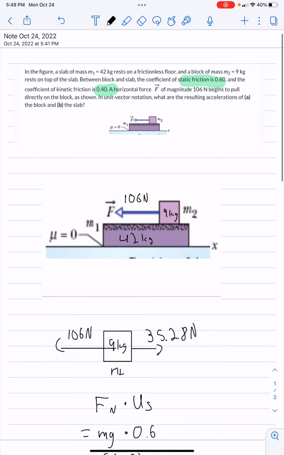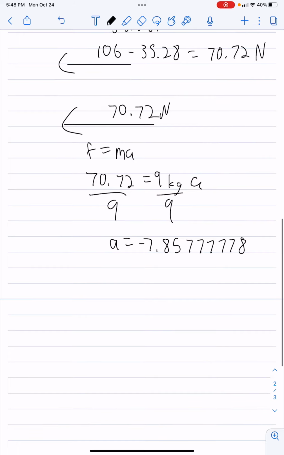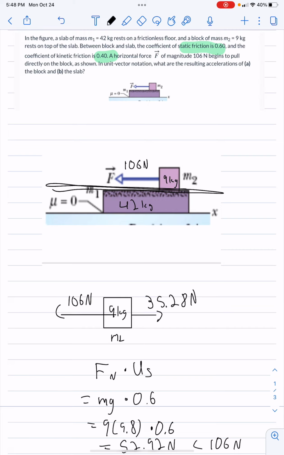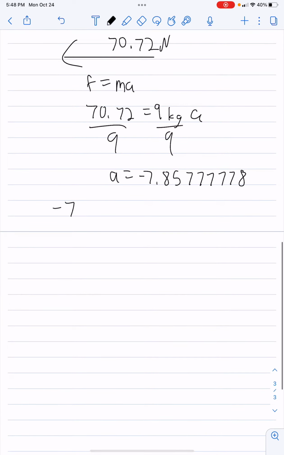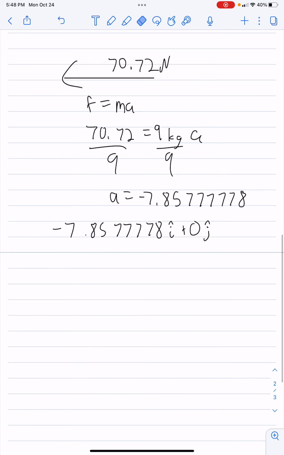Last thing we need is to make this into unit vector notation. There is only movement along the x-axis. There is no movement along the y. There's no movement along the z. So in unit vector notation it would be negative 7.85777778 i, plus 0 j. I think it's just two-dimensional.